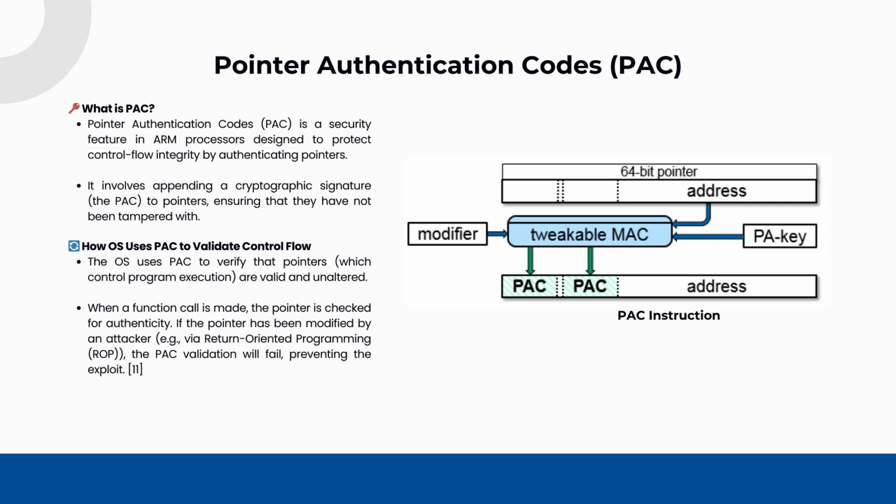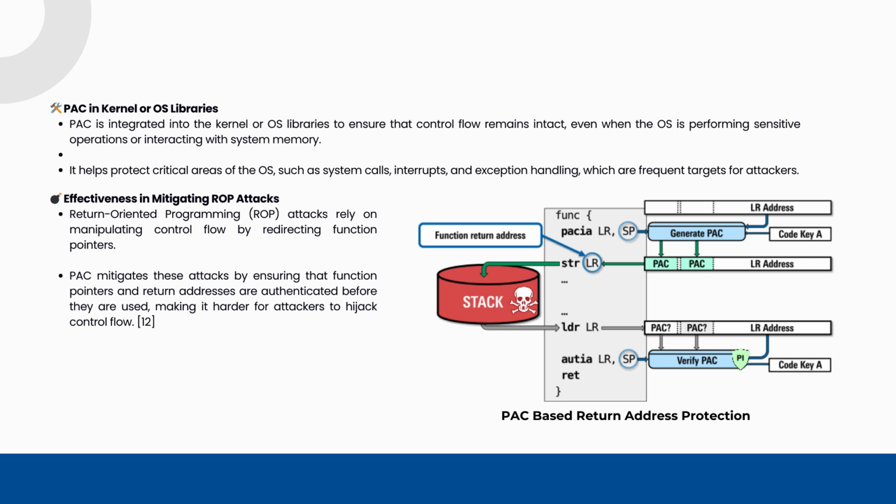However, with PAC, ARM processors attach cryptographic signatures to function pointers. Every time a pointer is used, the system verifies the signature. If the signature is invalid or tampered with, the system prevents the operation from proceeding.